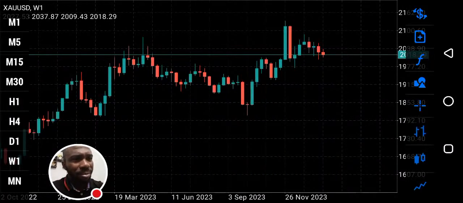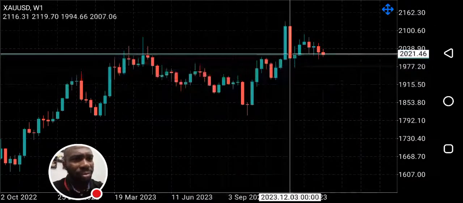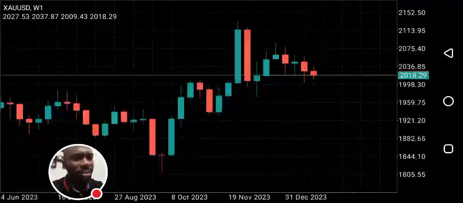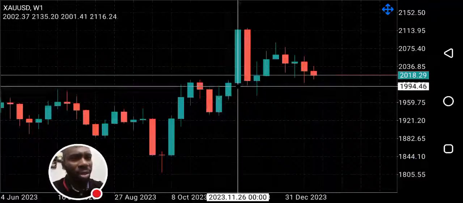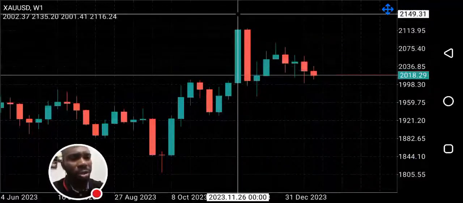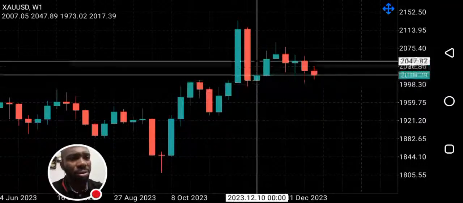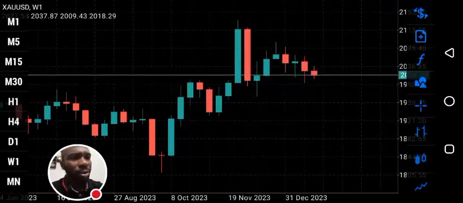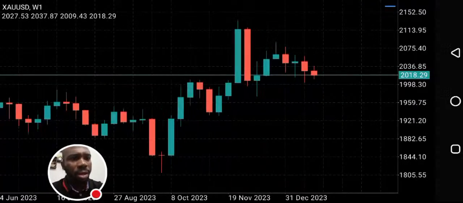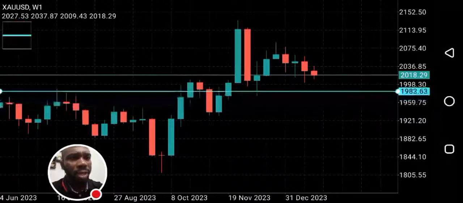Let's start from these candles on gold. Here we had a strong bullish candle. Then the next candle also closed as a strong bearish candle. Then we had the low of this bullish candle.